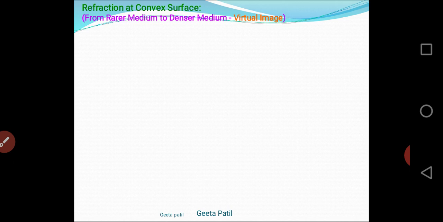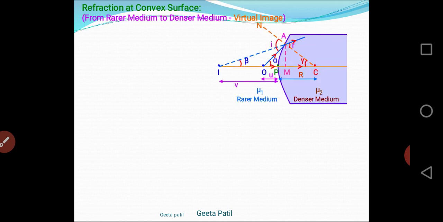Now we'll see refraction at convex surface, that is when the ray of light is passing from rarer medium to denser medium to form the virtual image.